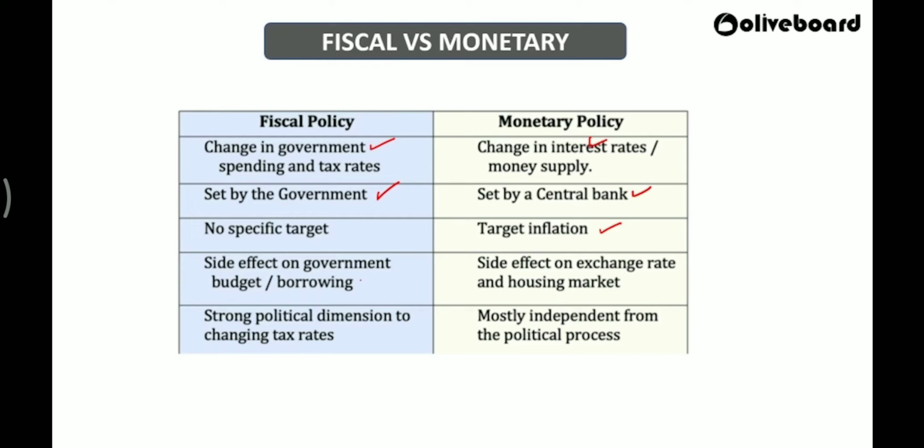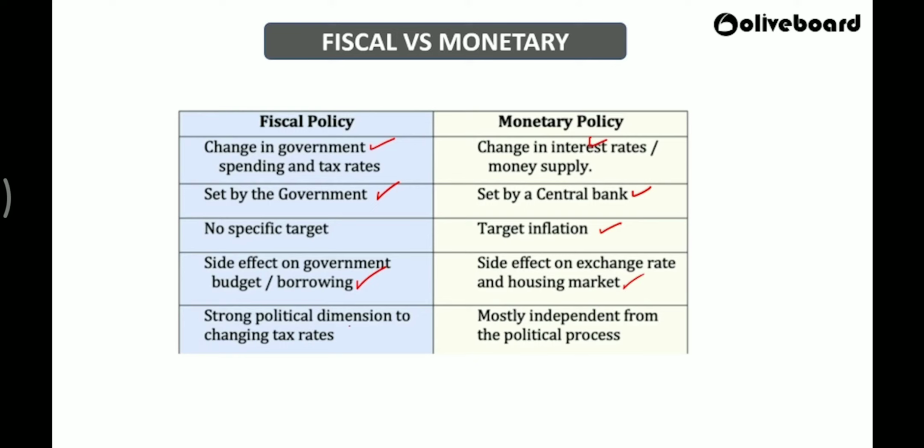Side effects on government budget and borrowing. Here, side effects on exchange rate and housing market. Of course, yes. Fiscal policy is on the government budget. Obviously, a deficit budget or surplus budget, yes or no? Yeah, because of the fiscal policy, whatever they are doing will impact the government's budget and the government's borrowing. Here, because of the increase or decrease in the interest rates or money supply, your exchange rates or your interest rates will be affected. That is the side effects.